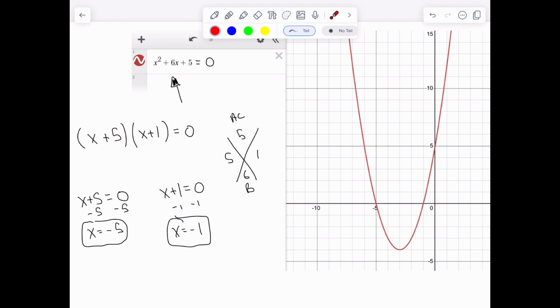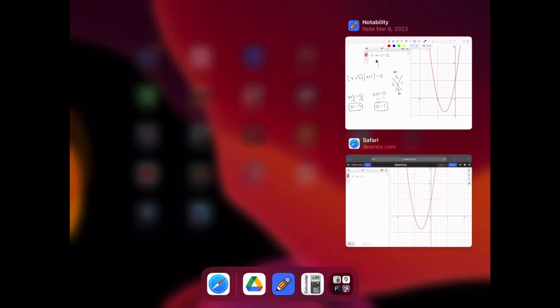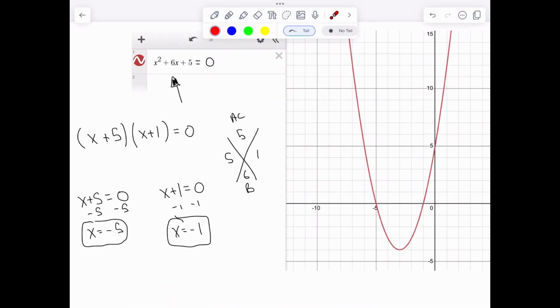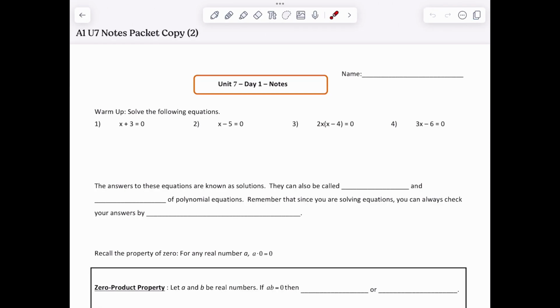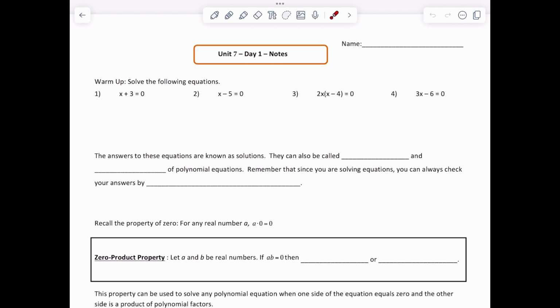So let's get to the notes today. So that's just looking at it conceptually. That's not on your notes. But let's get to the notes so we can actually fill in and go step by step here and look at some procedures of solving these quadratics by factoring. Okay, so these are just a couple warm-up problems. Nothing too crazy here. I mean, these are just one-step equations.